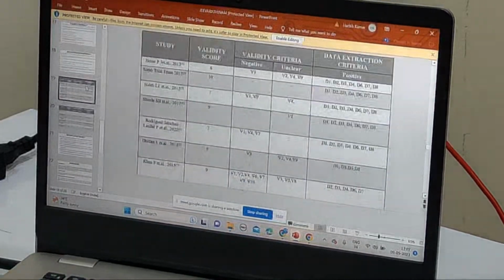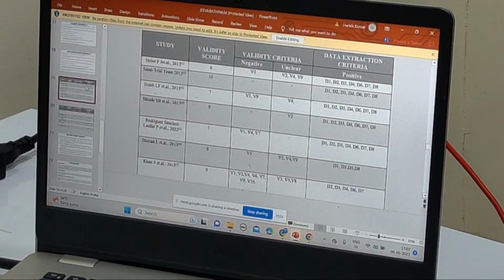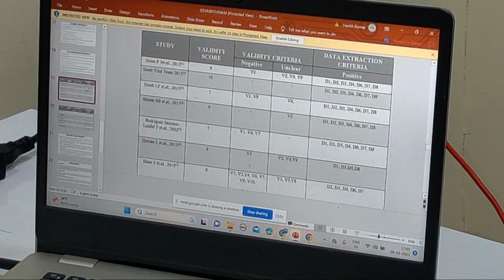Next. The data extraction criteria are eligibility criteria, description of intervention, outcome measure, follow-up, adverse reaction, study size, intention to treat analysis, and presentation of data. Through this, we have included the data extraction criteria, and these are the validity and data extraction criteria.